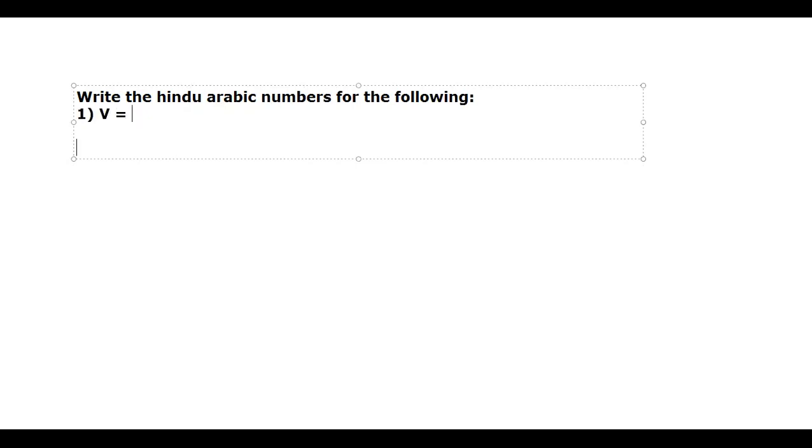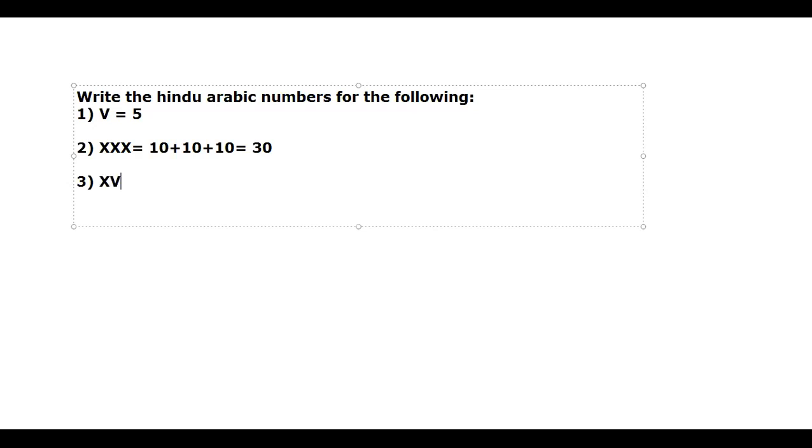So V means, yes, 5. Now we go for XXX. So X means 10 plus 10 plus 10. So that is 30. Next question, XV. X means 10 plus V means 5 is equal to 15.